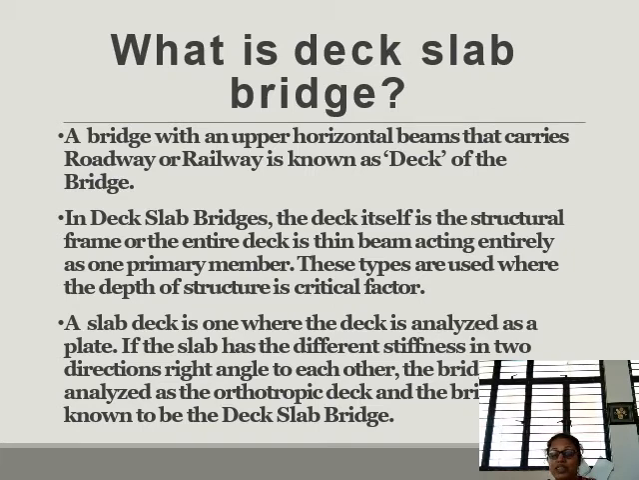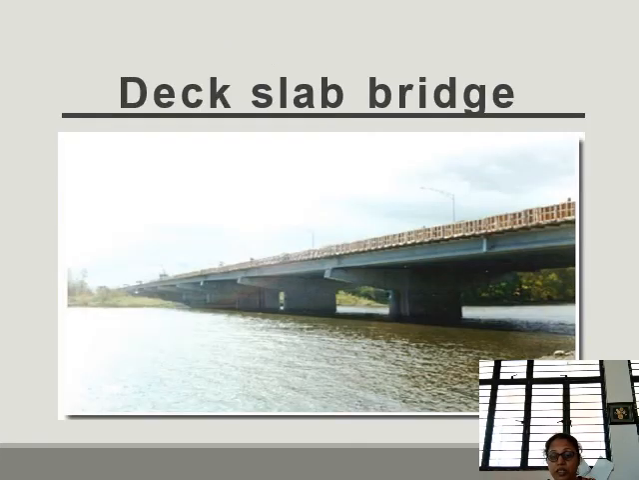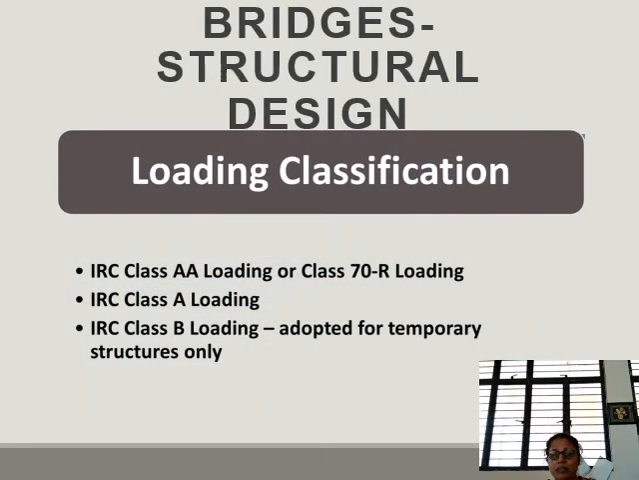A slab deck is one where the deck is analyzed as a plate. If the slab has different stiffness in two directions at right angles to each other, the bridge is analyzed as an orthotropic deck and the bridge is known as the deck slab bridge. This is an example of a deck slab bridge.